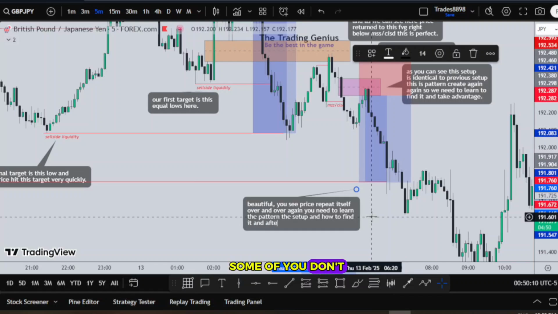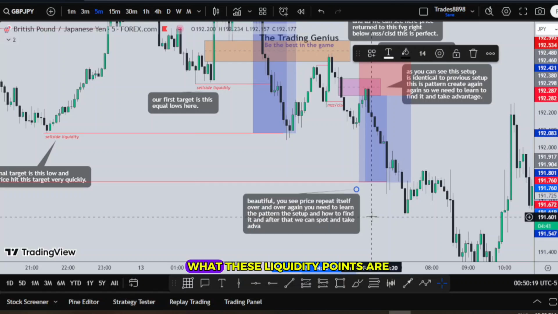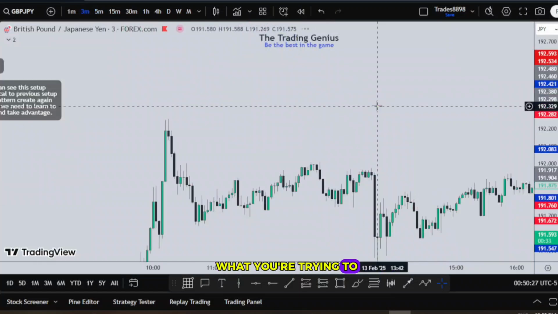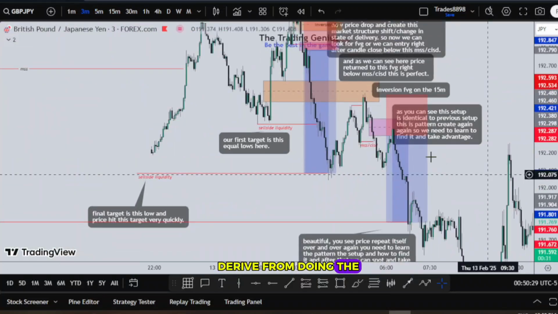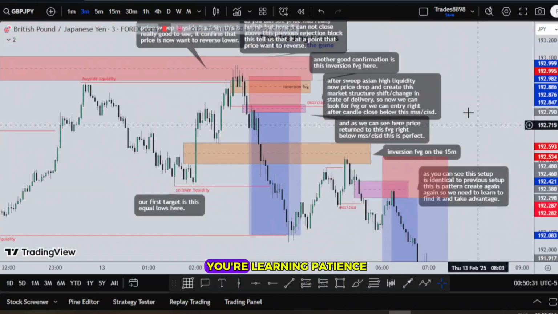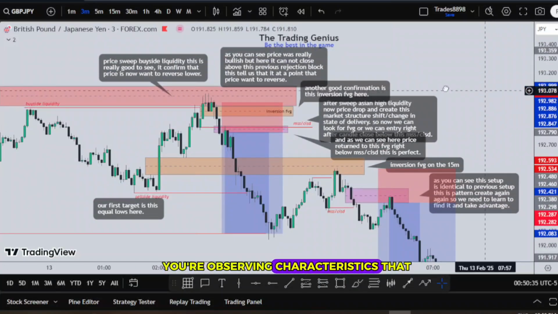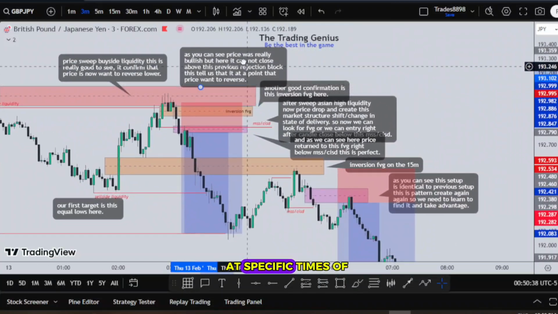Some of you don't realize the consequences of what you're doing by being impatient or trying to find a trade. I'm trying to find the bias off of what these liquidity points are. You're not supposed to do that right now. That's not the focal point right now. What you're trying to derive from doing the tape reading is, number one, you're learning patience. You're observing characteristics that price does at specific times of the day.